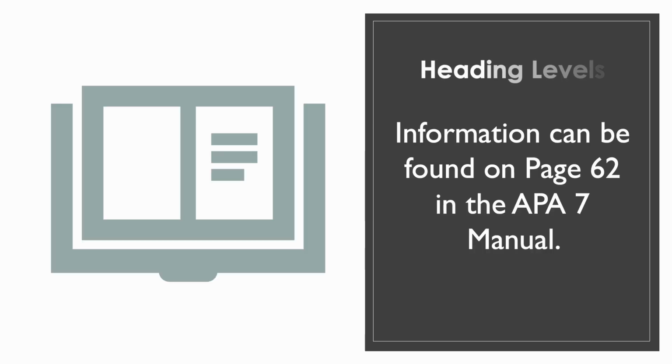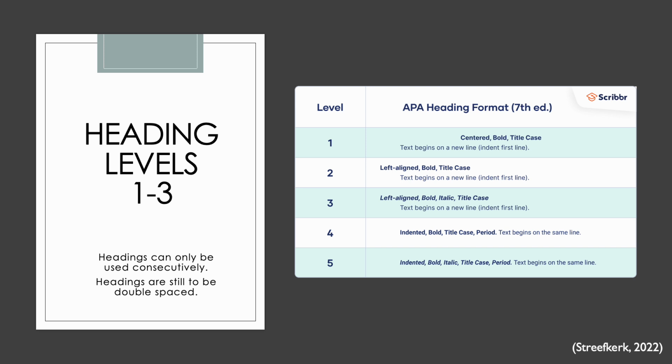The next topic that we will be covering is heading levels. More information on heading levels can be found on page 62 of the APA 7th edition manual and also inside the front cover of your APA manual. This presentation will primarily be focusing on heading levels 1 through 3, but there are 5 levels of headings in APA 7. Keep in mind that headings can only be used consecutively, and they are to be double-spaced like the rest of the paper.